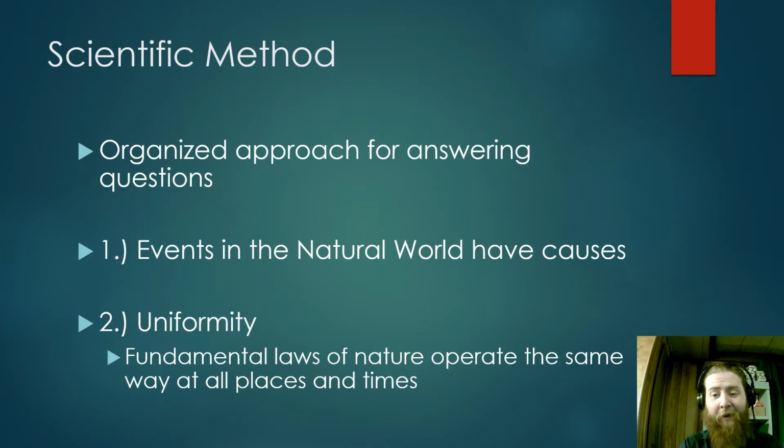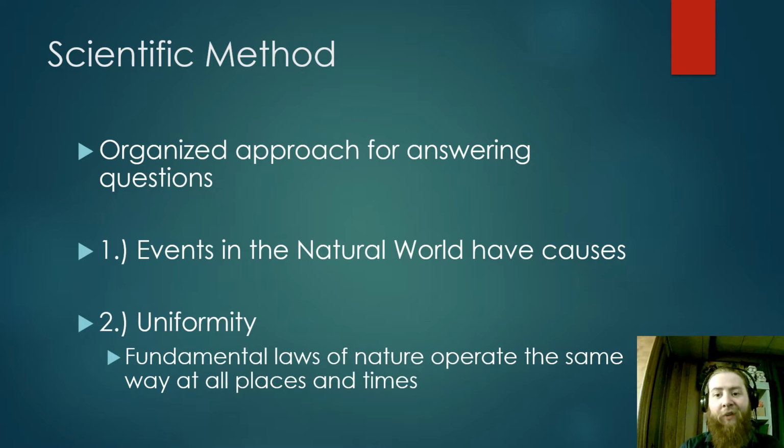So the first part of this is that science is done using a very reproducible, very methodical kind of process we call the scientific method. It's an organized approach for answering questions. There are two things that need to happen in order for the scientific method to work. The first is that events in the natural world need to have causes.